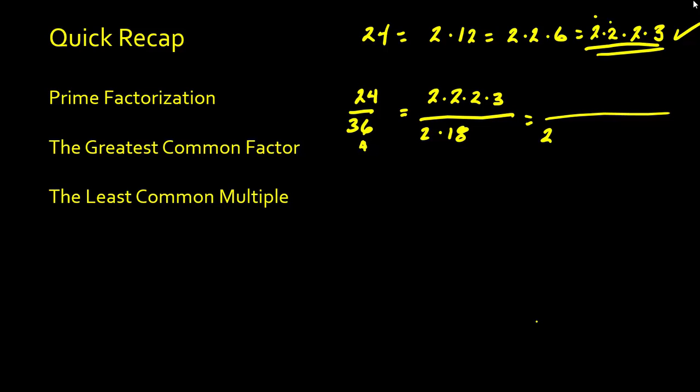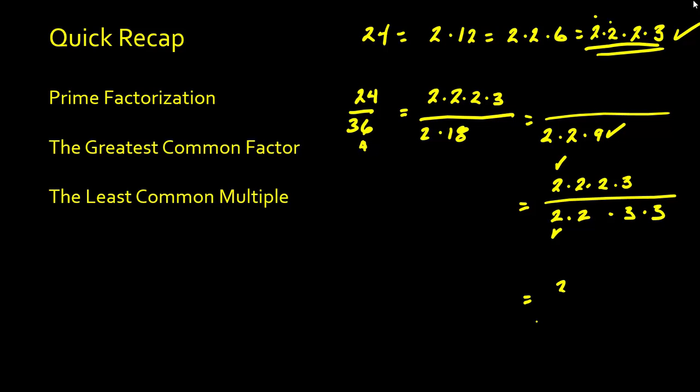Eighteen is an even number, so I can factor 2 out of that. It's going to be 2 times 9. And then we have in the numerator 2 times 2 times 2 times 3. This 9 can be factored into 3 times 3. So that'll be 2 times 2 times 3 times 3. And now we look for all the numbers that are the same in the numerator and the denominator. We have 2 and 2.